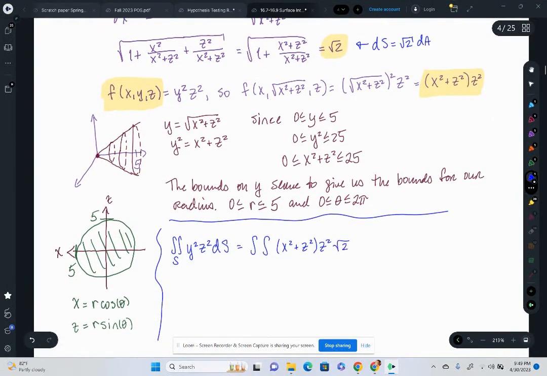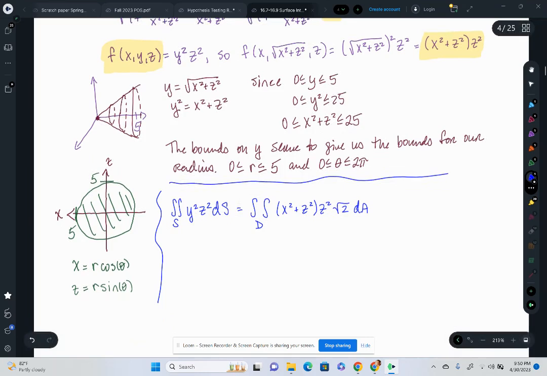So we'll put in that square root of 2 and our dA. Okay. Now that we have that taken care of, we can go ahead and do our switch over to polar coordinates. Right now I'm just keeping this generic. It's integrated over the region D with respect to dA, and I worry about my bounds now that I have everything written out. So our circular relationship, x squared plus z squared, is going to give us r squared.